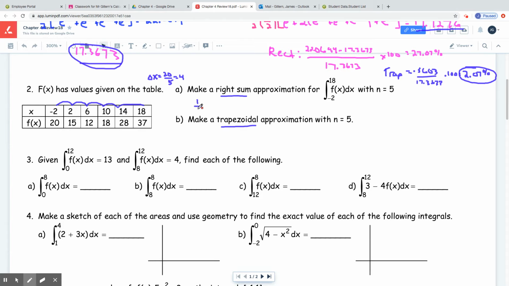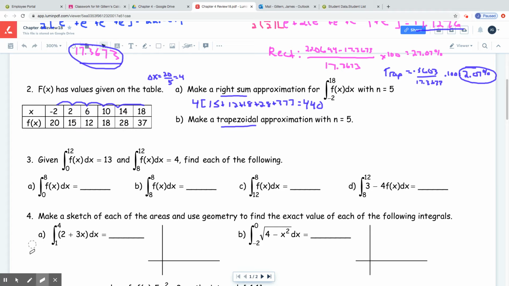So 1/2, whoops, not 1/2. It's our delta x, which is 4. Now I need to put in, it's a right sum. So here's my first rectangle. I'll use the right side. So I'm going to use all of these y values except for 20. So it's going to be 15 plus 12 plus 18 plus 28 plus 37. Plug that into our calculator, and we get 440. Let's erase some of this for the next one.